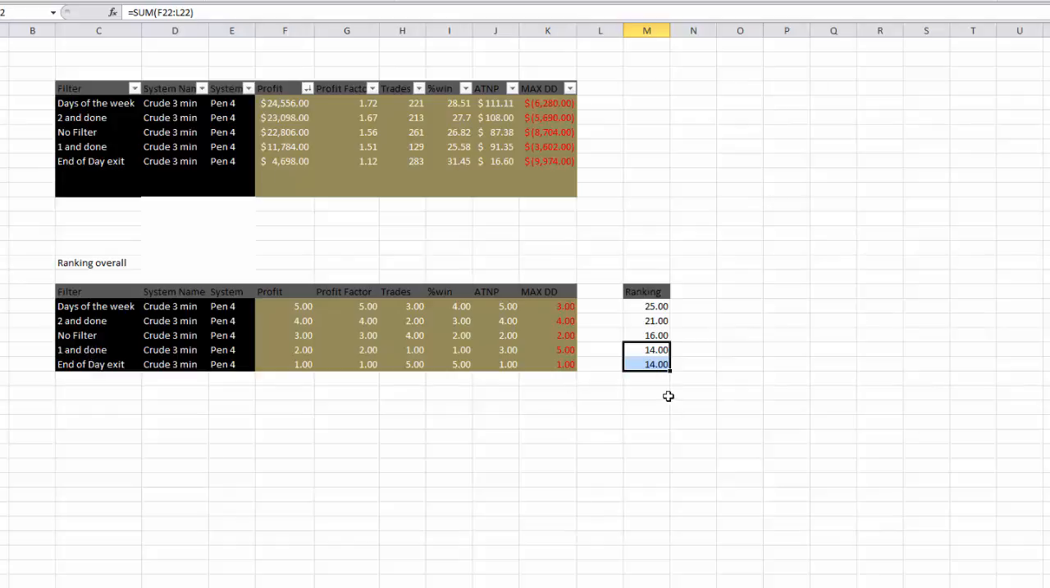While the 1 and done is good because it's got a much lower overall max drawdown, the profit isn't fantastic. So it really does depend on what weight you give these systems on each of the benchmarks. If you're looking for an overall system package, then obviously the days of the week is the way to go as far as this example here.